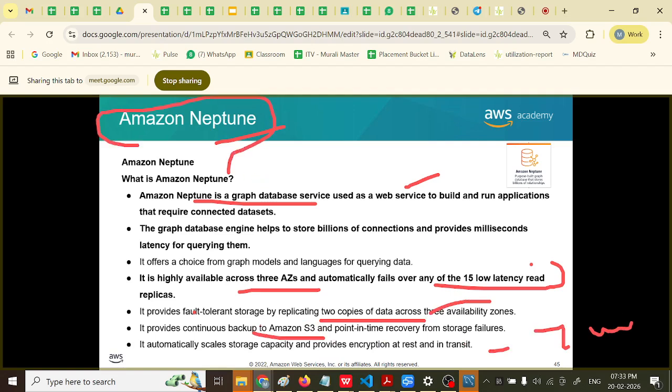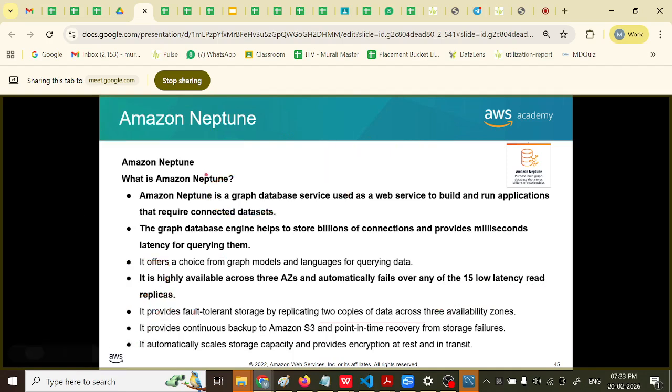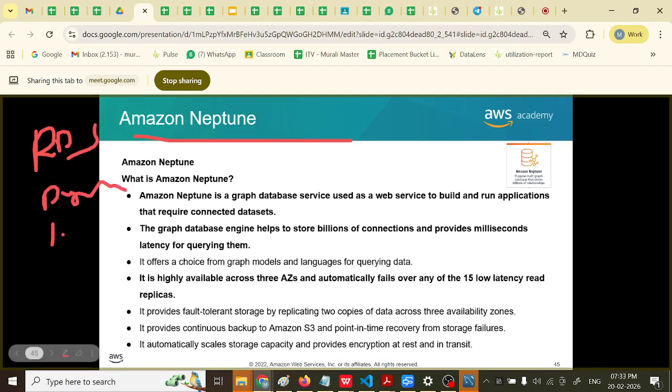So the advantage of the Neptune database is that it can work like a graph database. When you enter data, it will automatically create the data graph also. That's the main method. This comes with the RDS type, like a relational database. This is one more type of database. We have talked about RDS, DynamoDB, Aurora, and Neptune. Redshift is a warehouse. We have talked about 4 databases as of now.